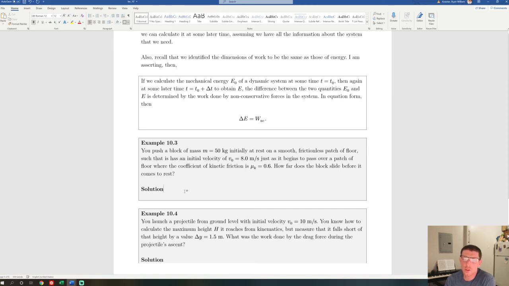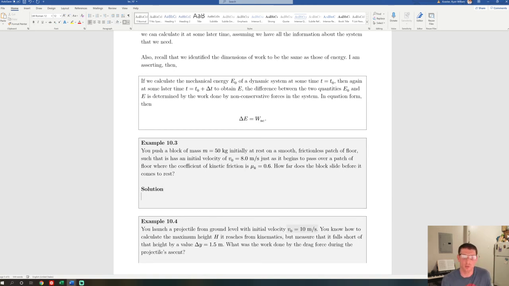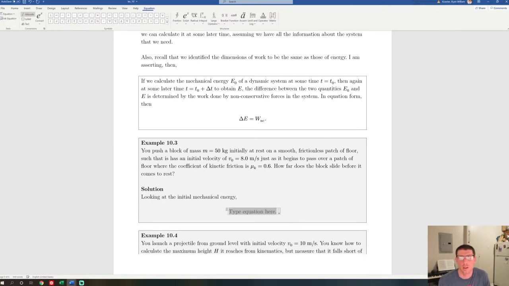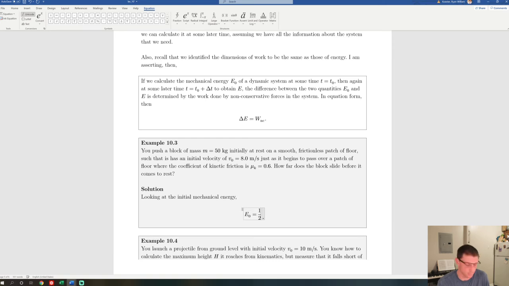So let's do this the way I would call the naive way, to see how we can approach these problems involving non-conservative forces doing work. We might start out by saying, okay, let's write out the initial mechanical energy. And this is all taking place on flat ground, where we don't have any changes in gravitational potential energy. So we can just say my initial mechanical energy is all kinetic, right?